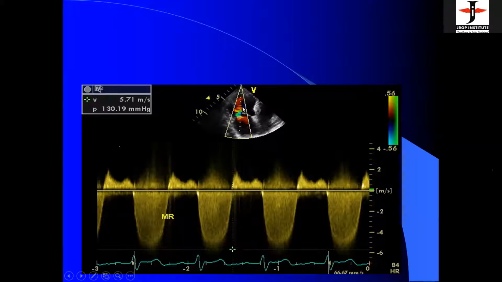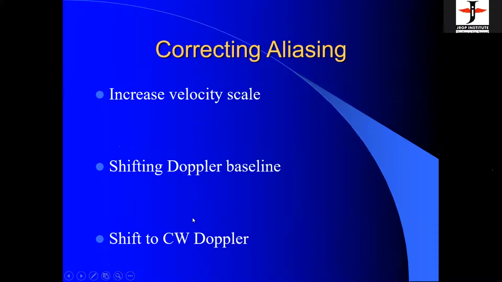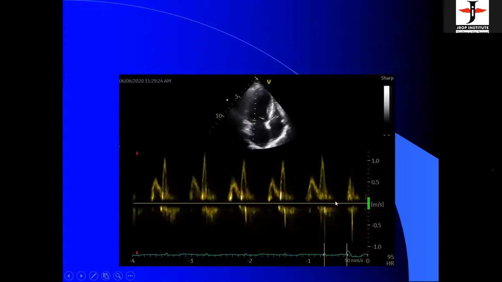And because it is going away from the transducer, it is a negative signal. Again, you see, it is a systole coming from the QRS to a T wave. So this is how you remove aliasing. Some methods are increase velocity scale and shift baseline. This I'll just tell you. For example, you see here it is 1 centimeter, here it is 1 centimeter.